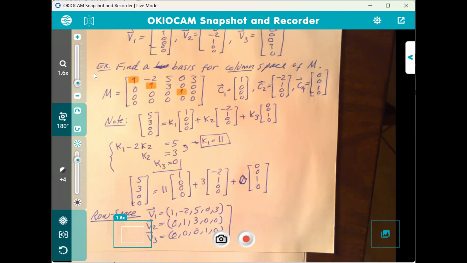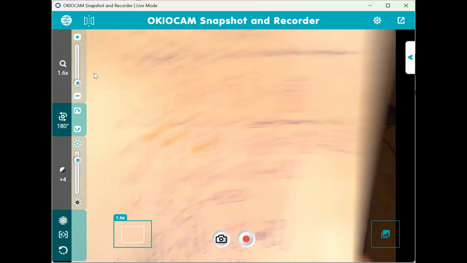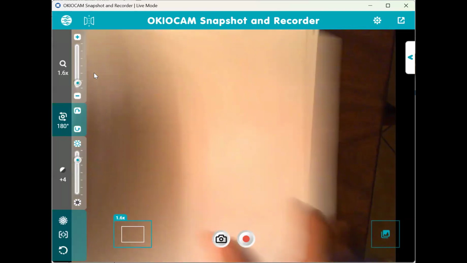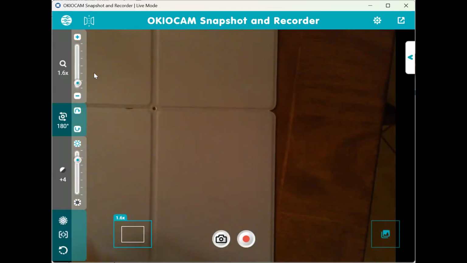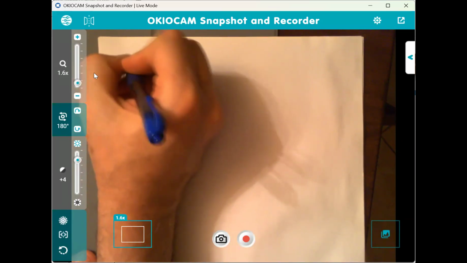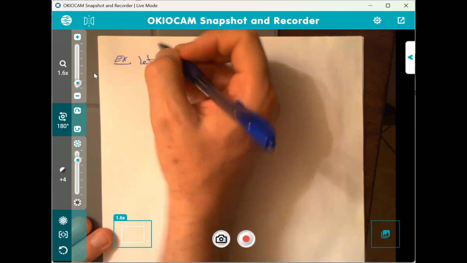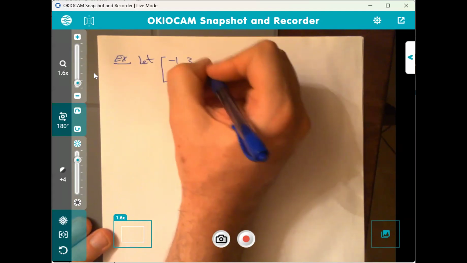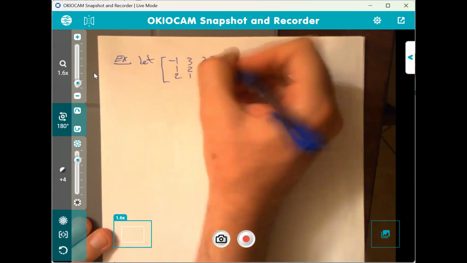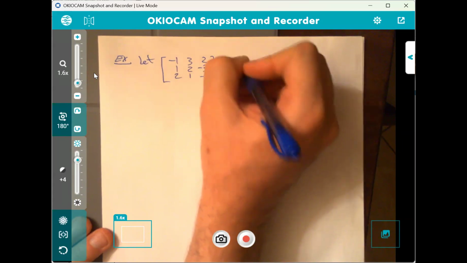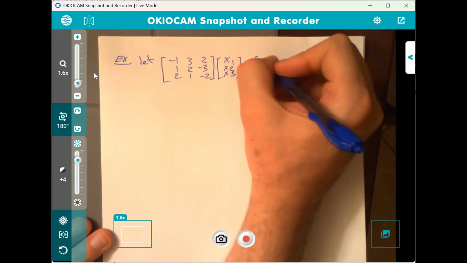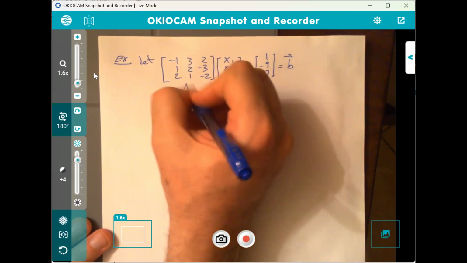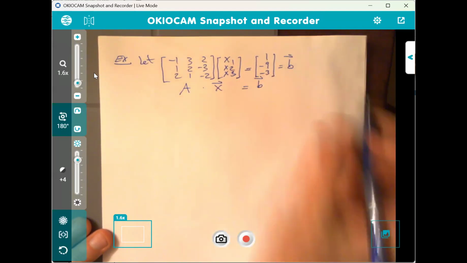Let's see. Now, let's do another example here. This would be like our fourth example, I think. I'm going to let the matrix of coefficients be negative 1, 1, 2, 3, 2, 1, 2, negative 3, negative 2, and the variables are x1, x2, x3. And suppose my non-homogeneous system is equal to that. And this is what B is, by the way. So you're looking at the form AX equals B, the non-homogeneous system.